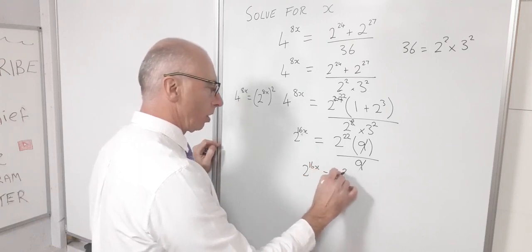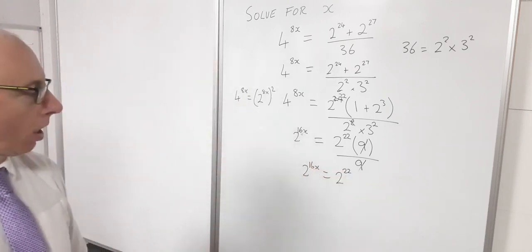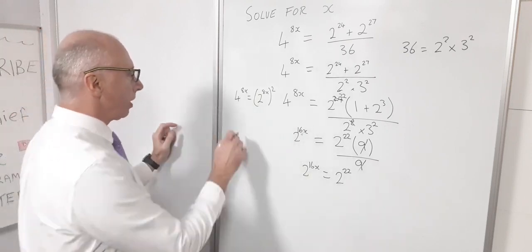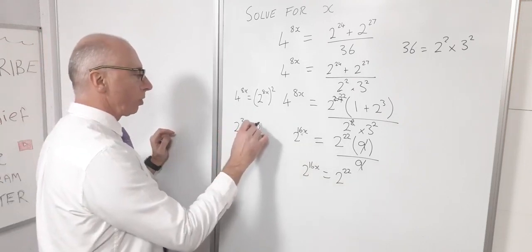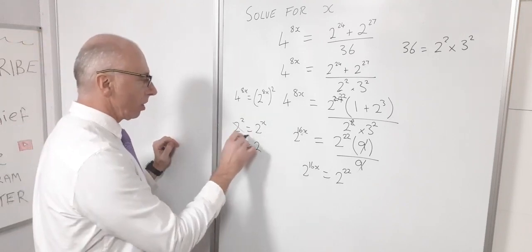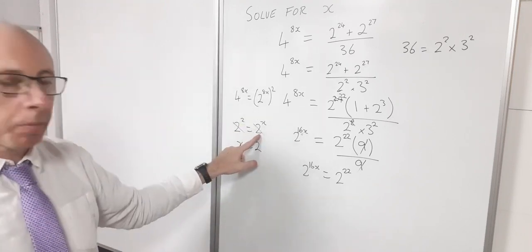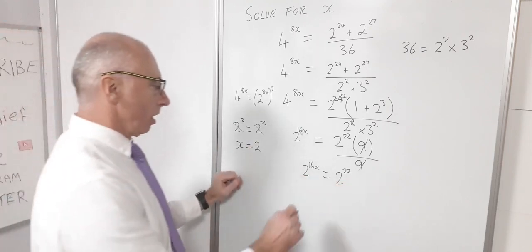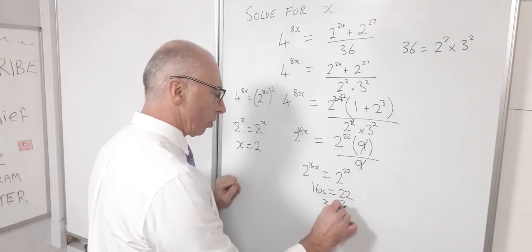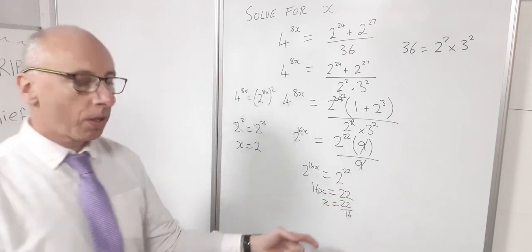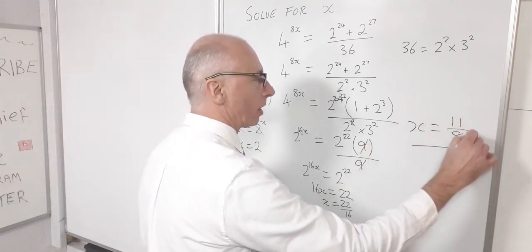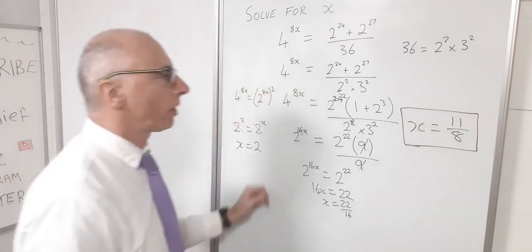that equals 2 to the 22. Okay, well, 2 to the 16x equals 2 to the 22. Now, if we said that 2 squared equals 2 to the x, we can just say that x equals 2. So these terms here, the 2s, can disappear. So we can do the same here. So 16x equals 22. So x equals 22 over 16. So simplifying that off, my x equals 11 over 8. And that's my answer, solving for x.